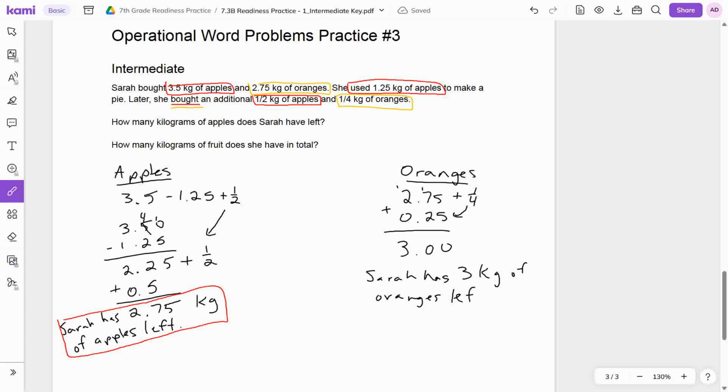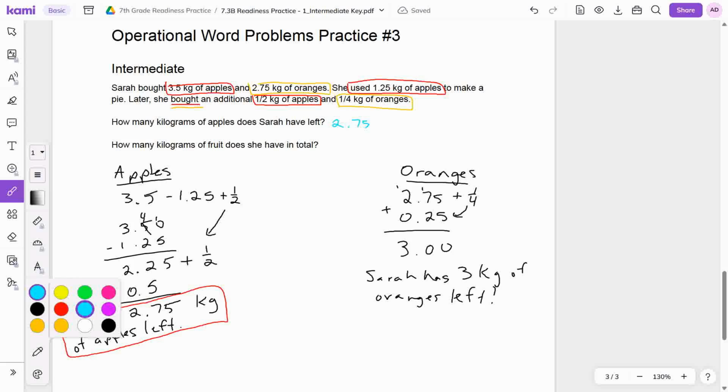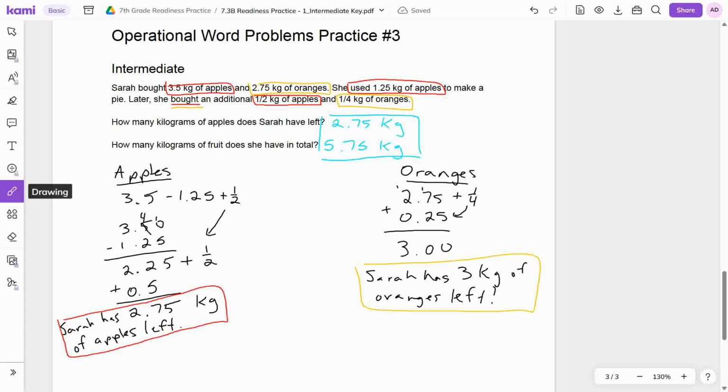Now here's my question. I can put my answers right up here. So kilograms of apples, I can say 2.75. Now, fruit is going to be my apples and my oranges. So 2.75 plus 3, that's pretty simple. That is going to be 5.75 kilograms of fruit. That is my 2.75 kilograms of apples plus 3 kilograms of oranges.